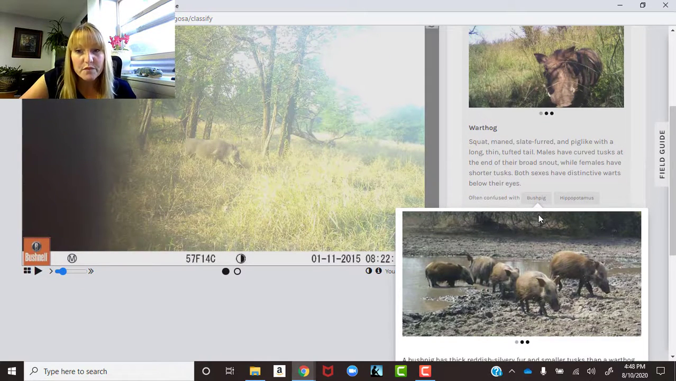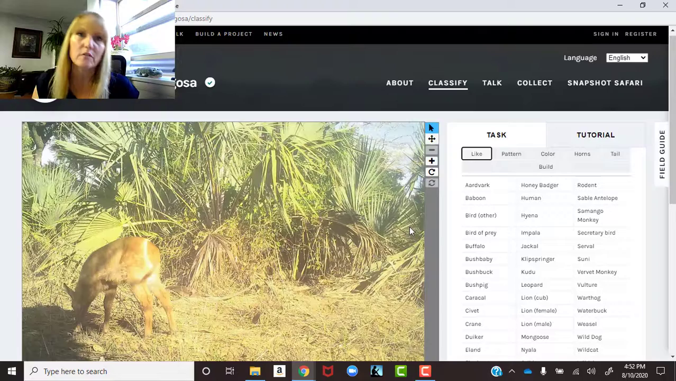So this little "often confused with" thing can be super helpful, especially if you're not sure. Like if you're taking a guess, look at the "often confused with," pull those pictures up a couple of times and make sure that, oh, actually I think it's that, or not.